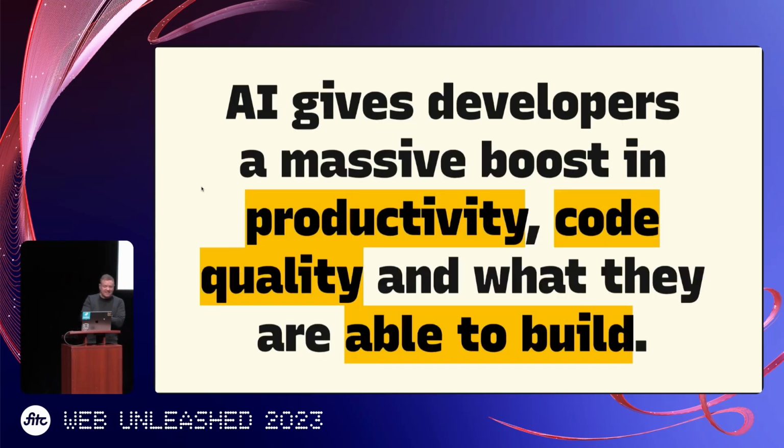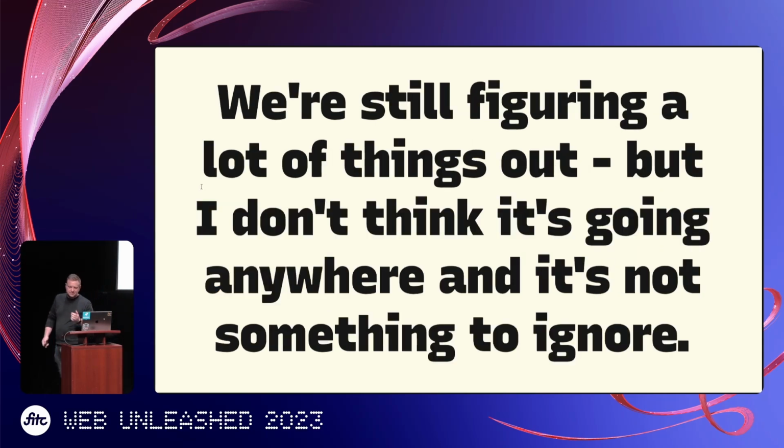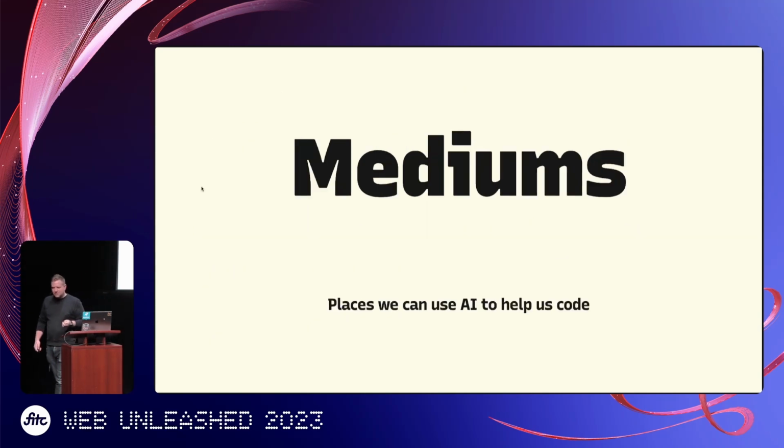So I think that AI gives developers a massive boost in their productivity, in the code quality, and at the end of the day, the type of stuff that they are able to build. We're still figuring out a lot of this stuff. We're really early days. But I don't think that this is going anywhere. So it's not something that I think you should be ignoring. So the first thing is different mediums. How can you use these AI tools to help you code?